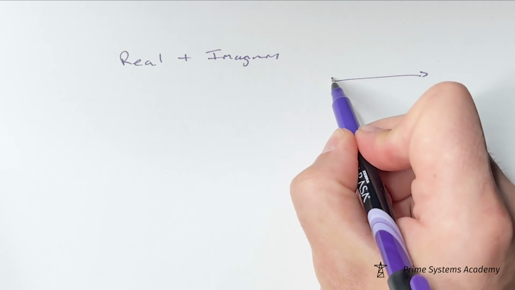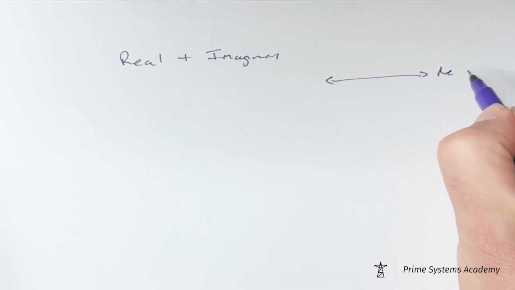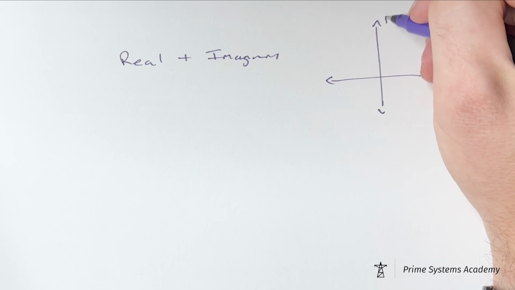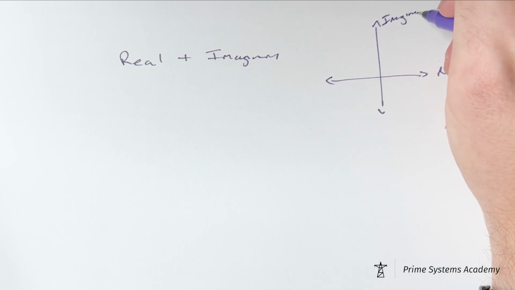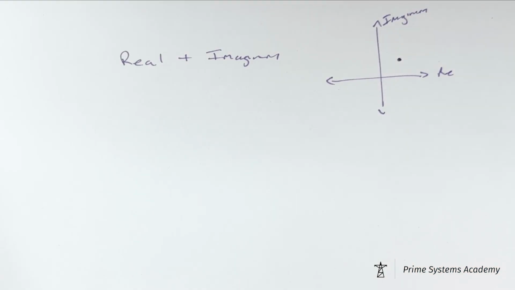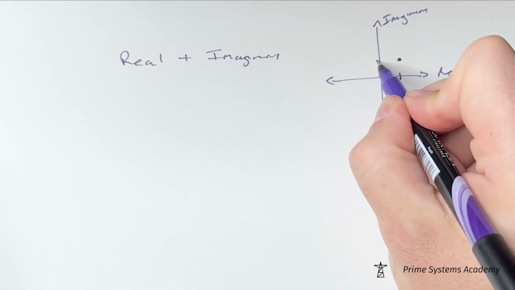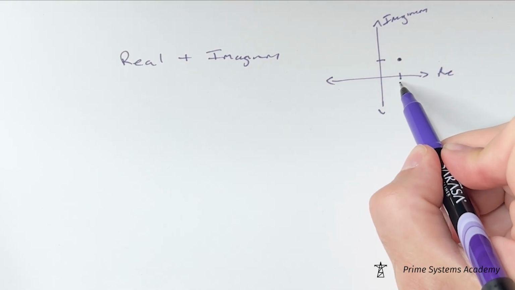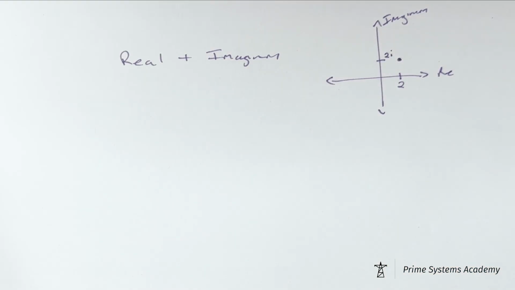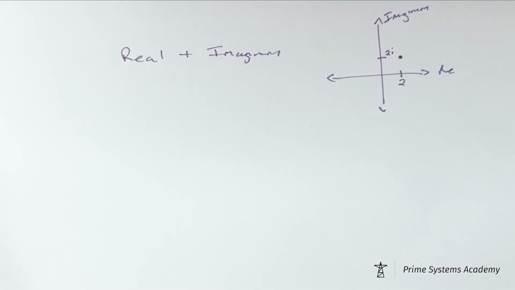So if we have that real line and we have the imaginary line, right? A point in space right here would have both real and imaginary. So the real part and imaginary part, a complex number has two parts.